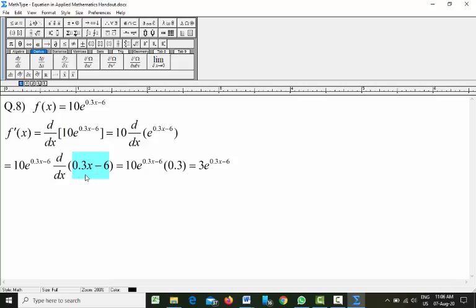If you do differentiation of this one, first part is 0.3x. If you do differentiation of 0.3x, you will get only 0.3. And if you do differentiation of 6, you get 0. So you get only 0.3. So 0.3 multiplied by 10, we will get 3. So we will get 3 e to the power 0.3x minus 6. So that's the answer.